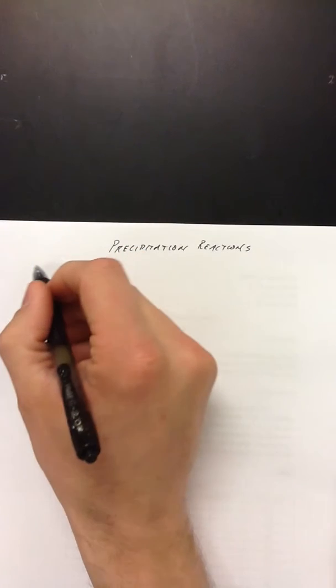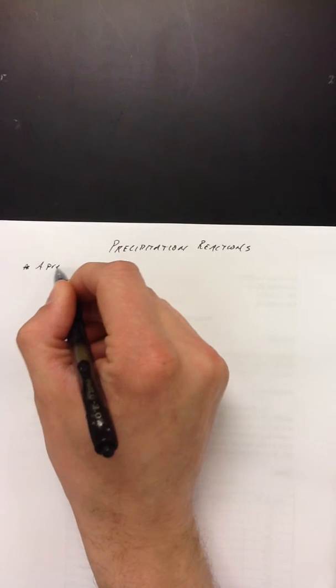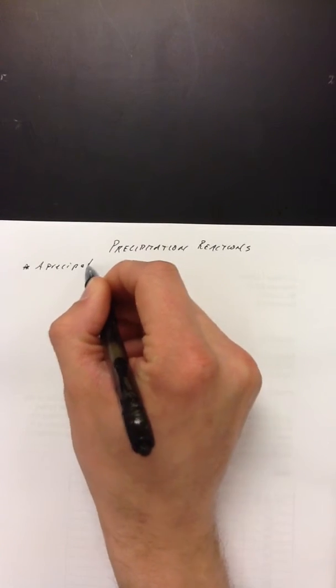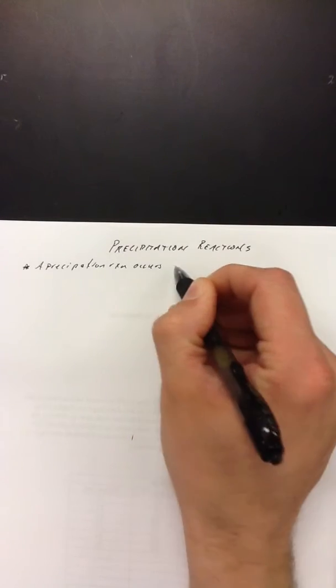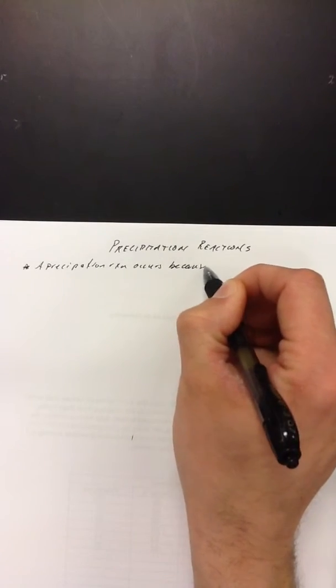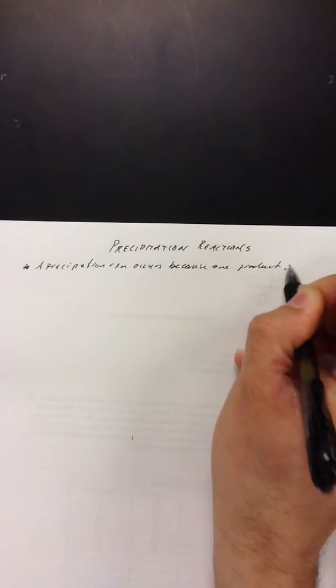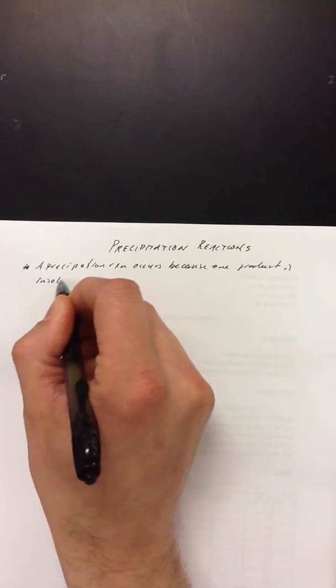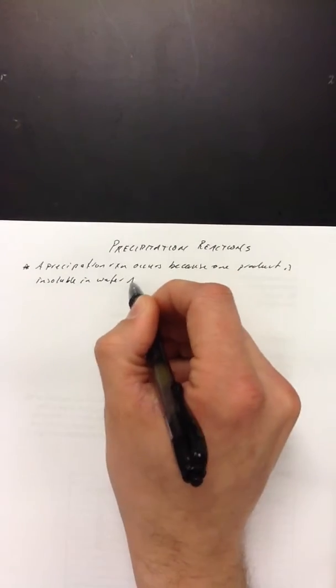A precipitation reaction occurs in an aqueous solution because one of the products is insoluble. So we'll go ahead and write that down. A precipitation reaction occurs because one product is insoluble in water or in solution.